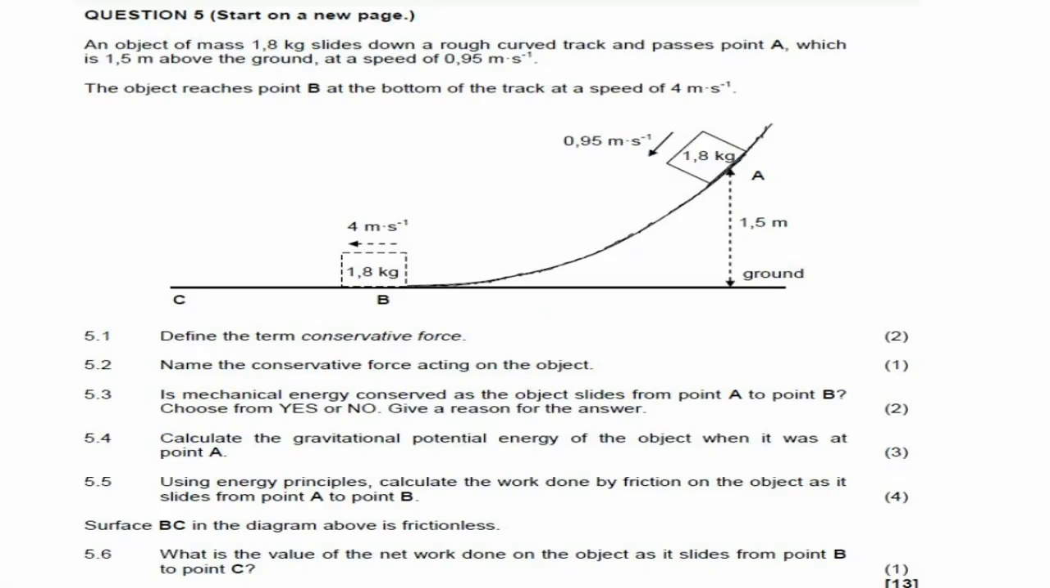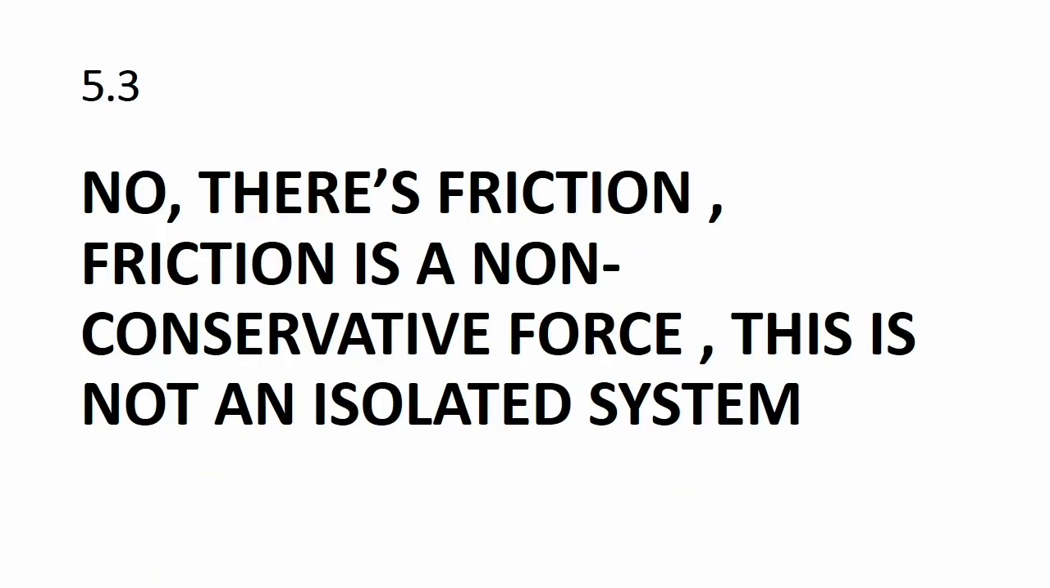5.3 says is mechanical energy conserved as the object slides down from point A to point B? Choose from yes or no. Give a reason for the answer. So is the mechanical energy conserved? We say no. Why? Because there is friction, and friction is a non-conservative force.